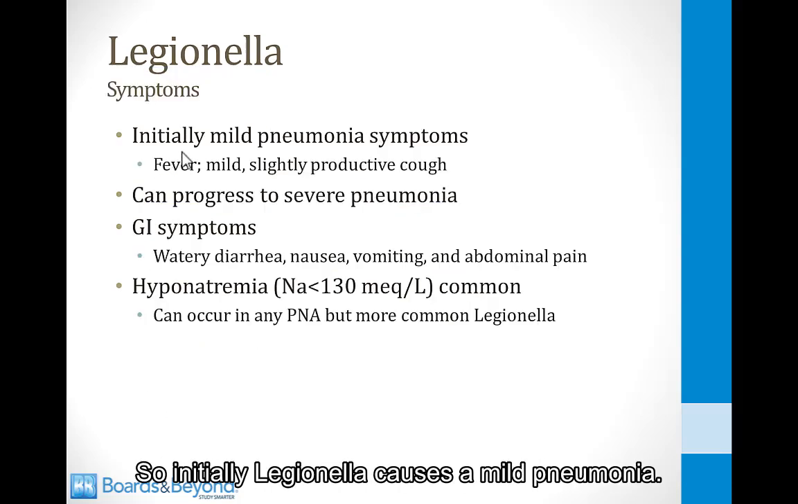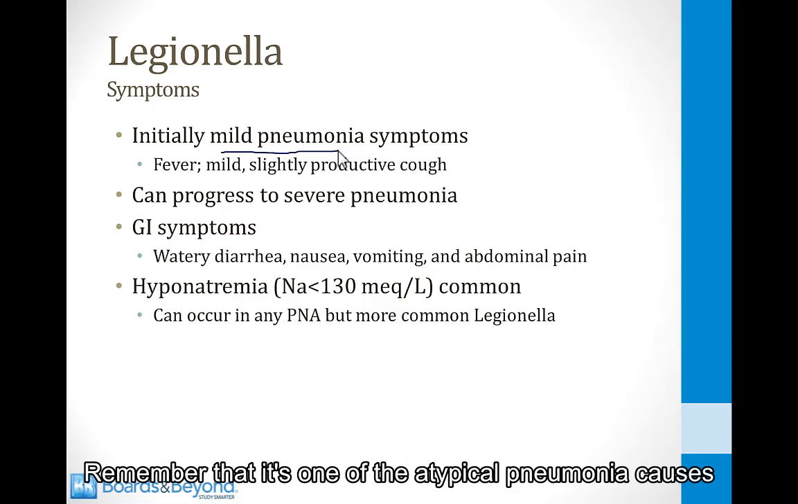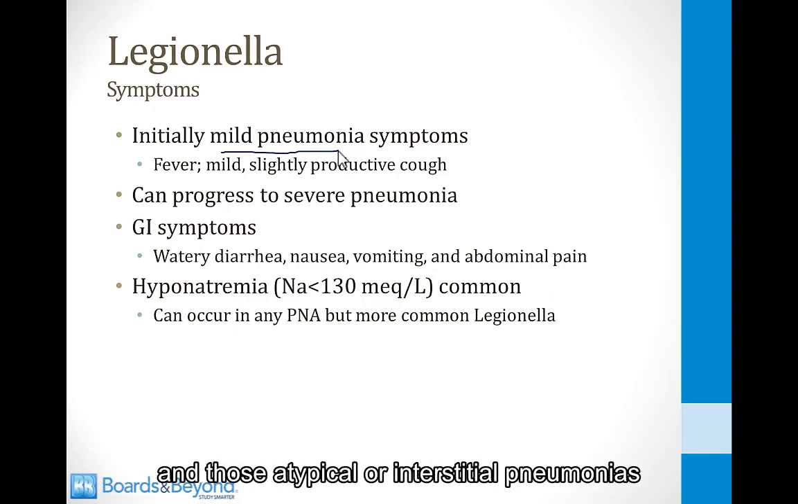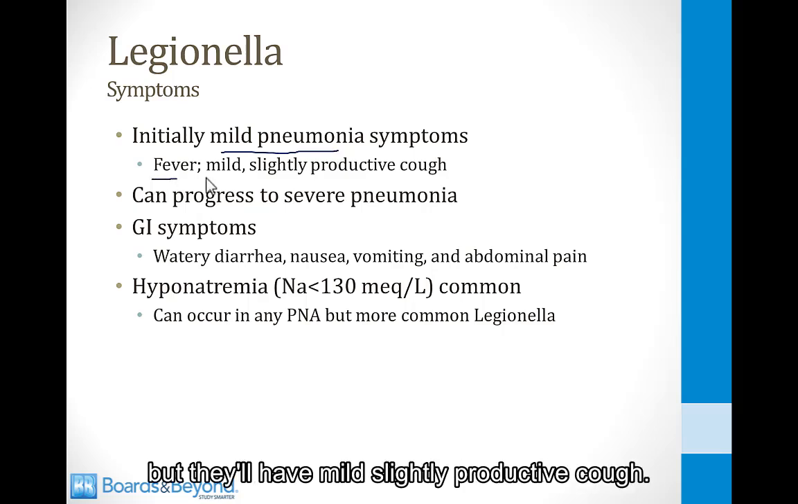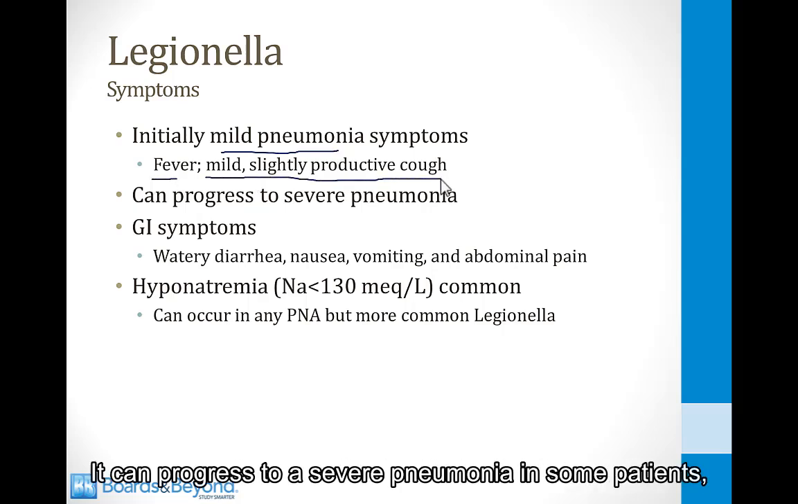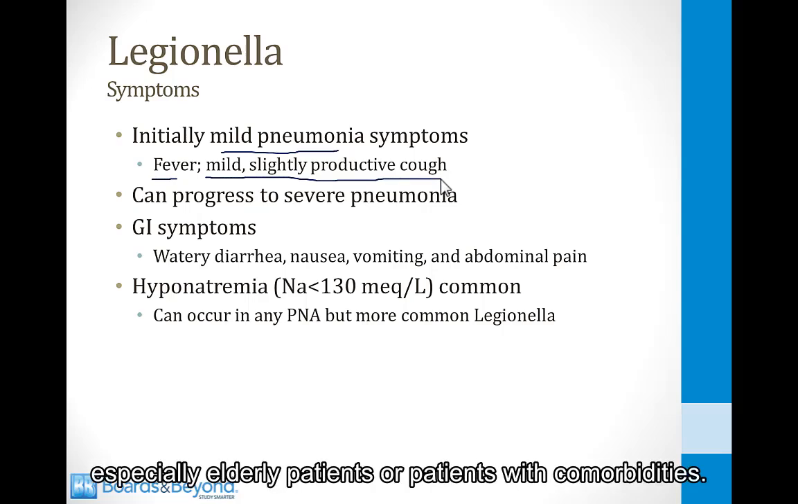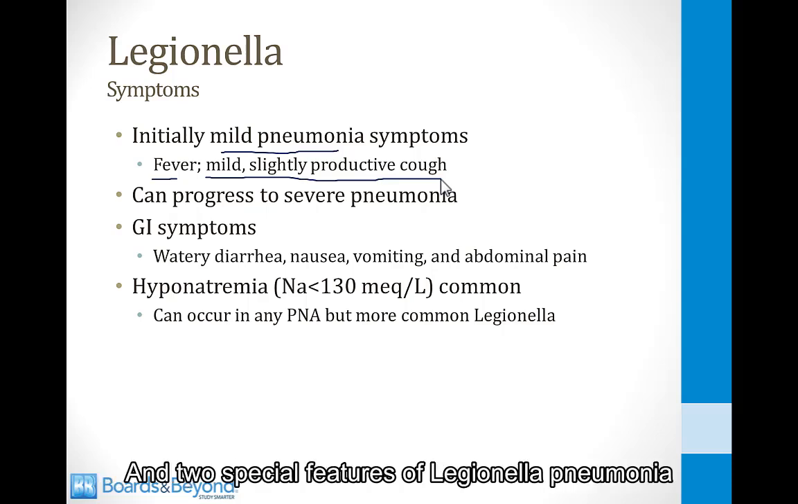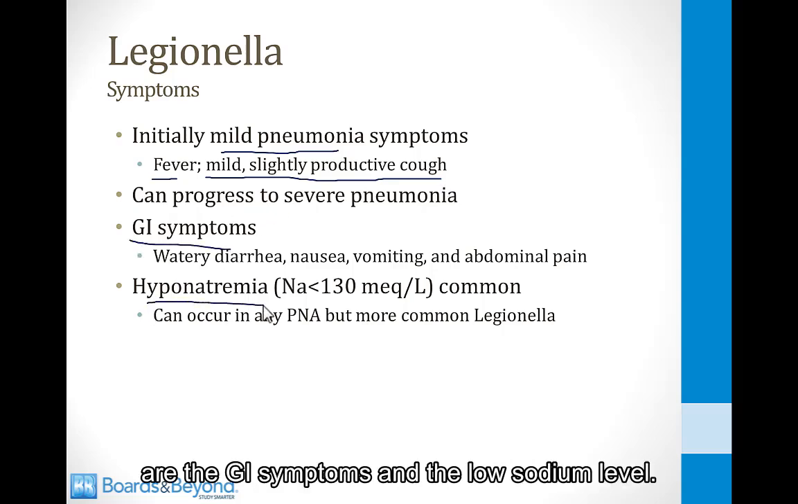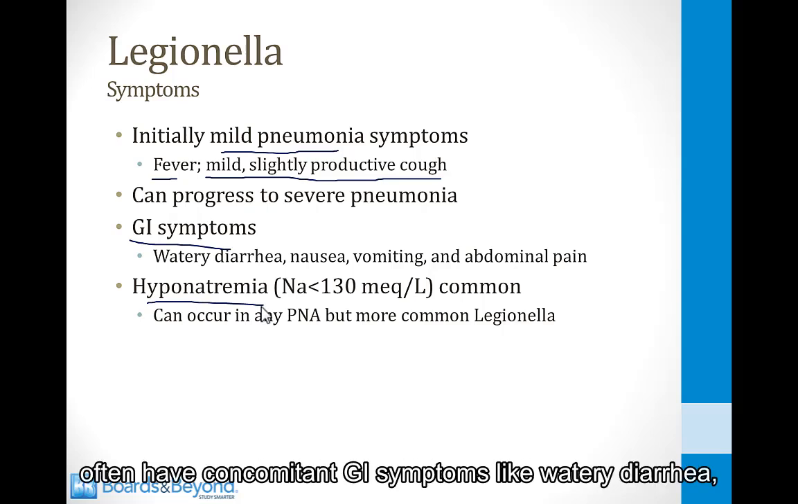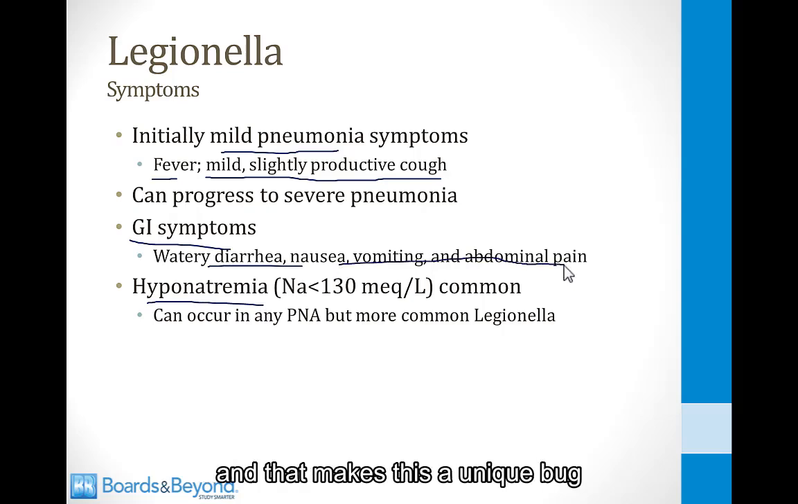So initially, Legionella causes a mild pneumonia. Remember that it's one of the atypical pneumonia causes, and those atypical or interstitial pneumonias are usually milder. So these patients may have a fever, but they'll have a mild, slightly productive cough. It can progress to a severe pneumonia in some patients, especially elderly patients or patients with comorbidities. And two special features of Legionella pneumonia that you should know about are the GI symptoms and the low sodium level. So patients with Legionella often have concomitant GI symptoms like watery diarrhea, nausea, vomiting, or abdominal pain, and that makes this a unique bug in terms of pneumonia causes.